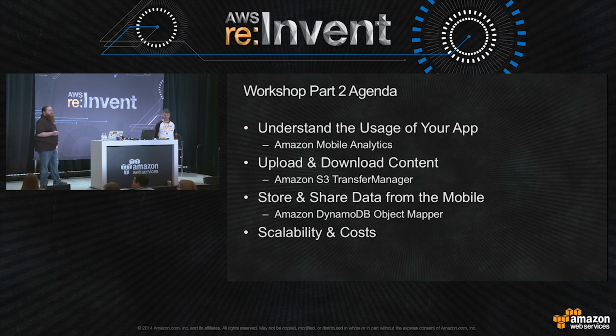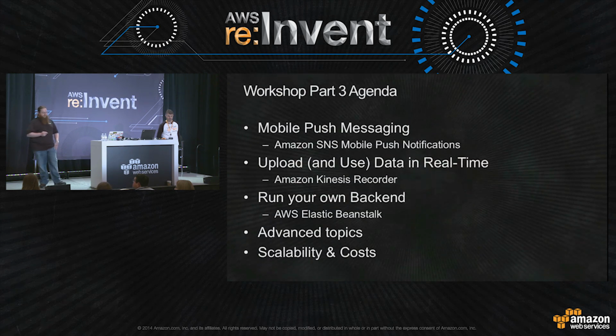In part 2, we'll talk about understanding the usage of your app and understanding engagement metrics with mobile analytics. We'll talk about how you can transfer and manage content in your app with Amazon S3 and the Transfer Manager. And we'll talk about how you can also share and store content with DynamoDB with our object mapper. Then we'll also talk about scalability and cost concerns with those solutions.